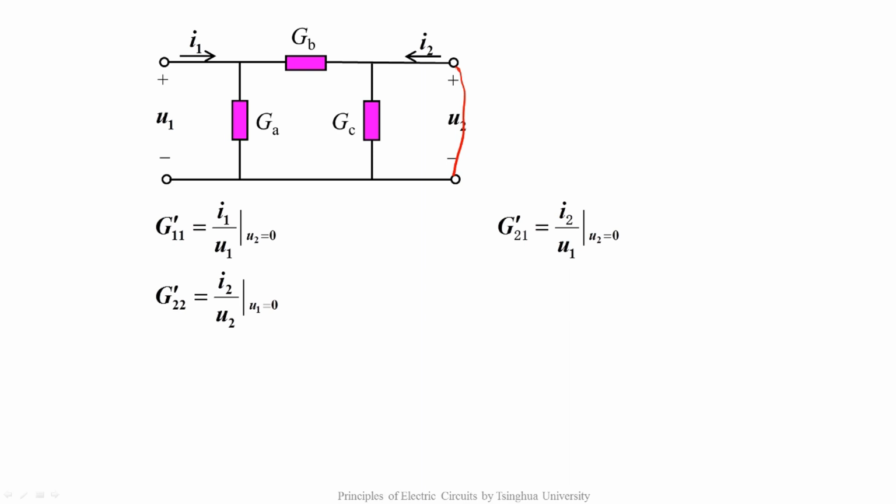G11 prime equals GA plus GB, and G21 prime equals I2 over U1 equals minus GB. Since it's a reciprocal two-port, G12 prime equals G21 prime. Letting port 1 be short, we get G22 prime equals GB plus GC.